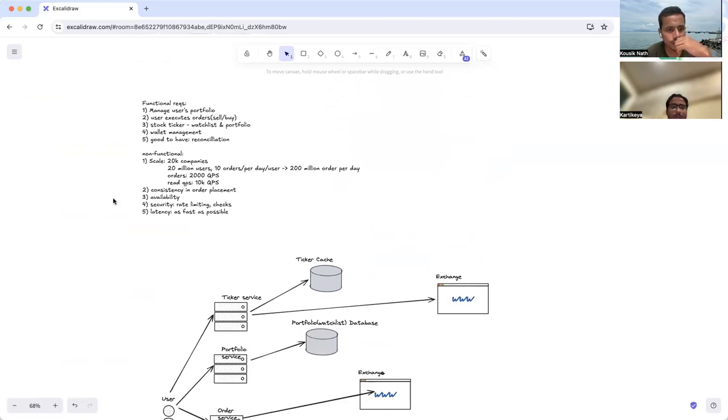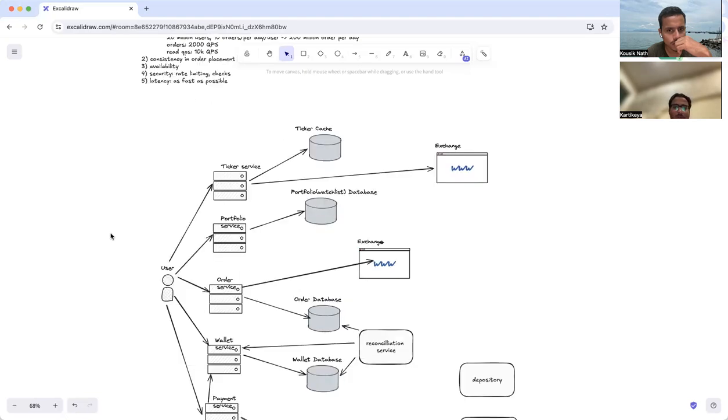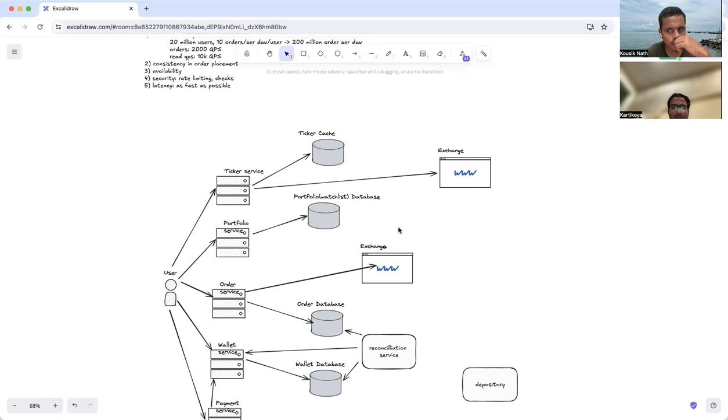Yeah. So I think we have mostly covered the functional requirements. So now let's deep dive. Let's just start with the ticker. In the ticker, we will be talking about how the user is connected to the ticker service, and how the ticker service is getting the data from the exchange. So we will talk about these two things.